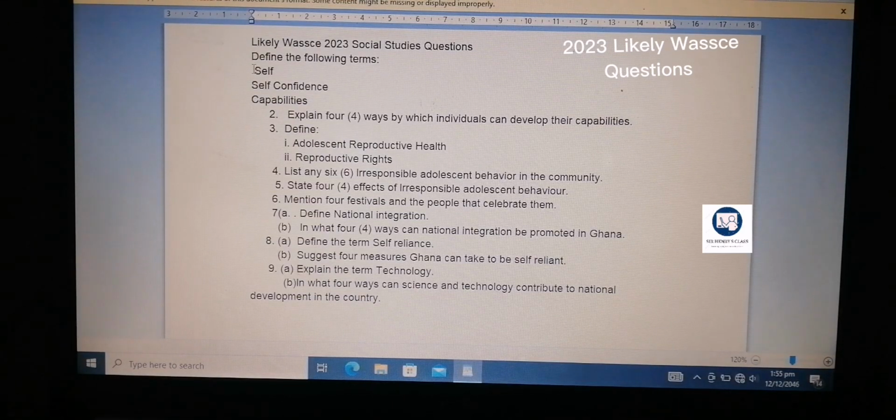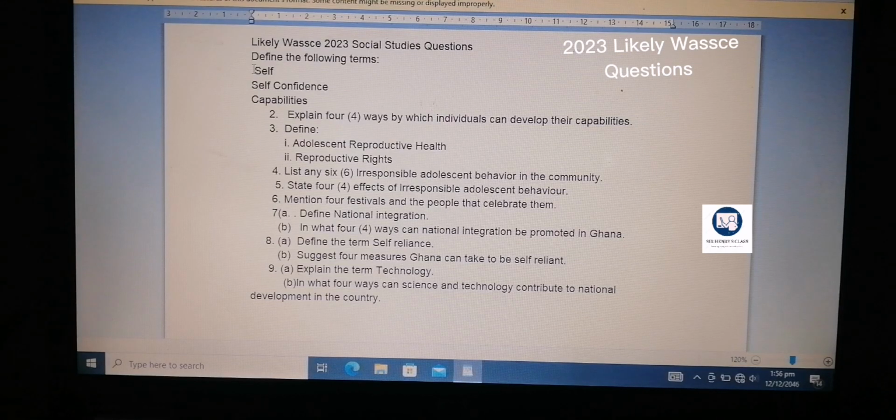Self refers to the whole being of an individual, taking into consideration his or her physical and psychological nature as well as abilities. That is self. So you can continue further and talk more about it. It also includes the total sum of perception, beliefs, actions, and sometimes behaviors of an individual.